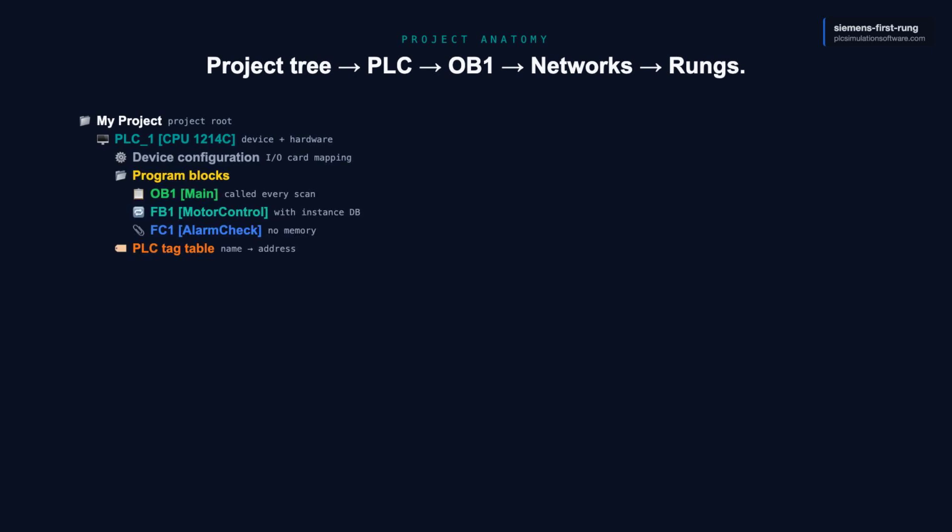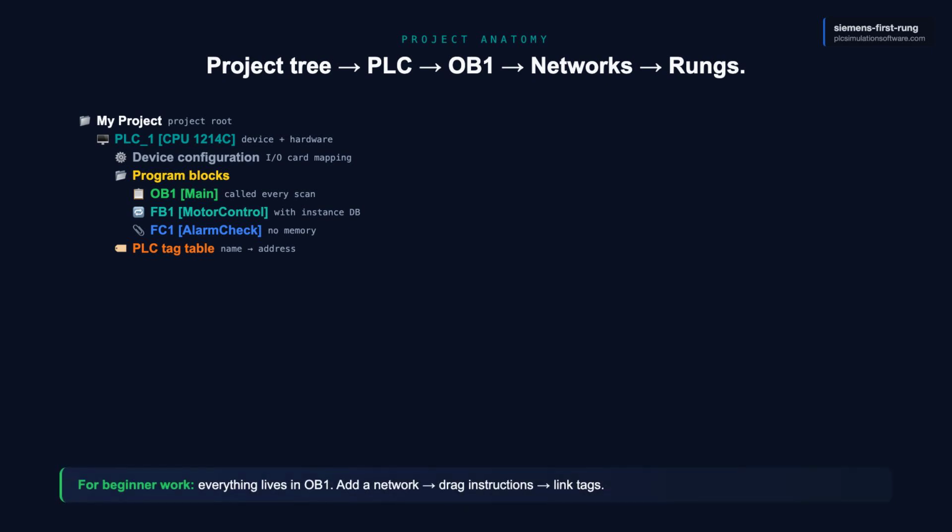Before you write a rung, understand the project structure. Every TIA Portal project lives in a project tree on the left side of the IDE. The top of that tree is the project name. Beneath it is the PLC device. The PLC device is where you configure the hardware, the CPU module, the I/O cards, and the communication interfaces. Inside the PLC device, there is a program block folder. That folder holds the code.